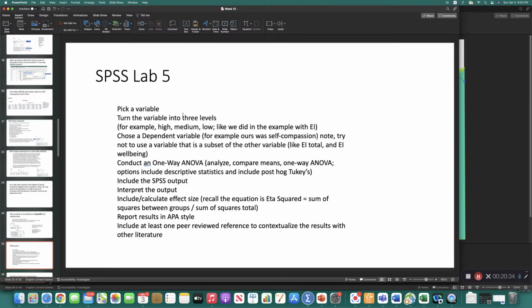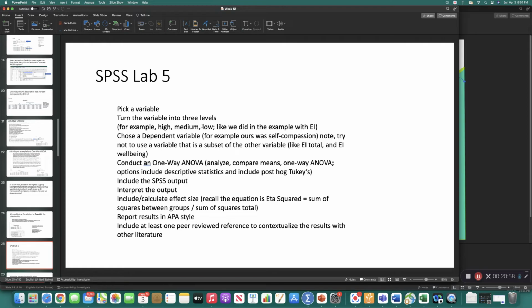So, you can pick a variable and turn it into 3 levels. Here we used emotional intelligence: high, medium, low. You can use that with attachment-related anxiety. You can use that with self-compassion. But you want to identify an independent variable or predictor variable and see what you are interested in using to predict a dependent variable. And you can also identify a dependent variable.